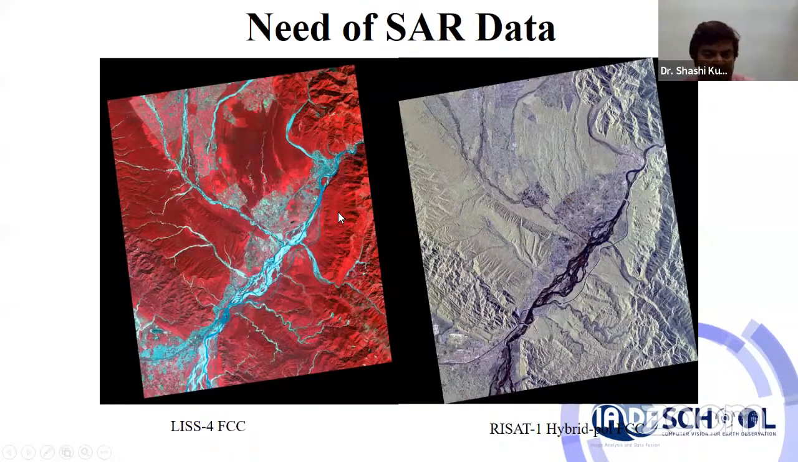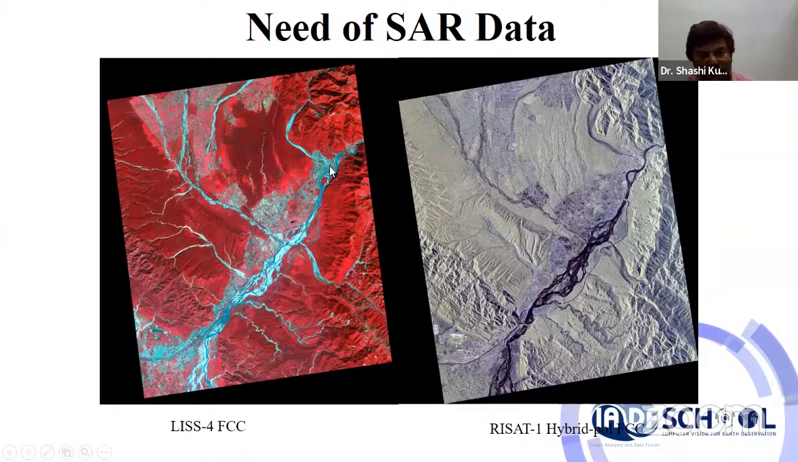So we represented infrared in the red color. All the red color features which are visible here are vegetation, and somewhere like the forest ranges, you are going to get the dark red color, and the agricultural patches you are going to see in the pink color. Water body is going to appear in blue color, and this is the city Rishikesh near Dehradun. Here also we are able to see that the city is appearing in the cyan color.